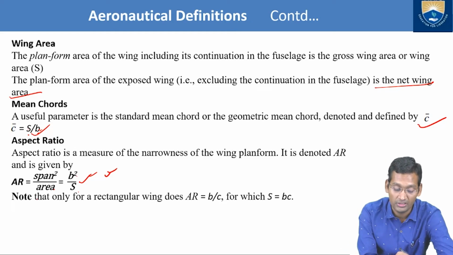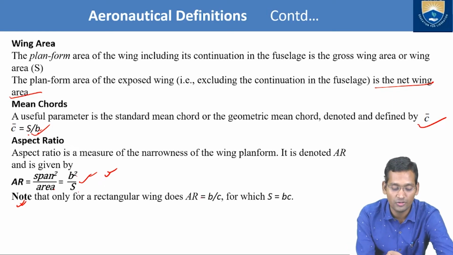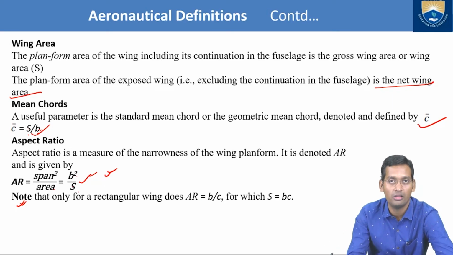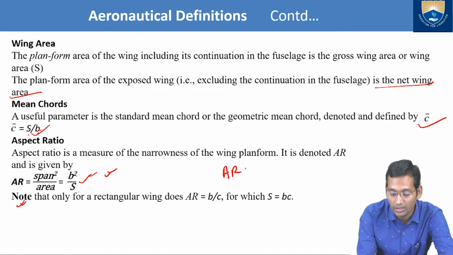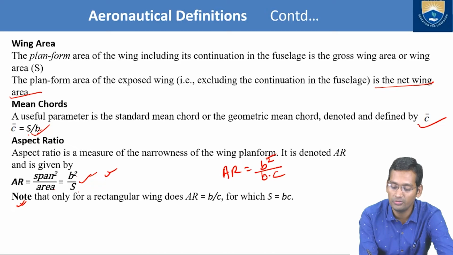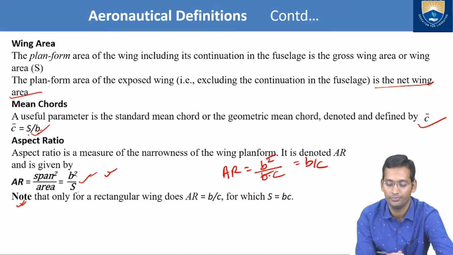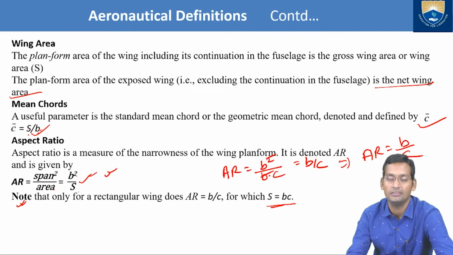Now let's see, this note you have to remember. For a rectangular wing, aspect ratio will be equal to what? b squared by... Now why? Let's see. AR is b squared by area. Area is what? Length into chord, so b into c. This b will get cancelled, that is b by c. Why? Because S is bc. So for a rectangular one, AR will be equal to b by c.